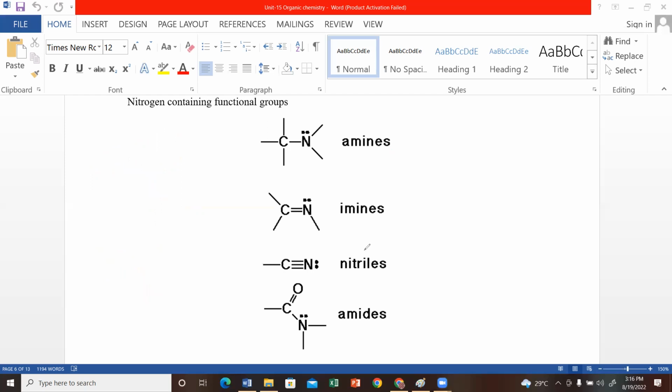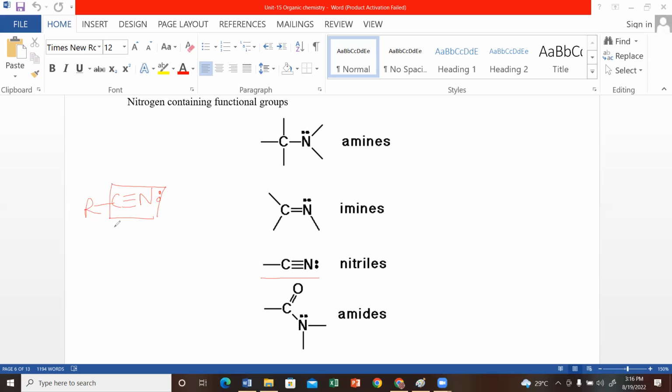The next group is nitrile. Nitrile is carbon directly bonded with nitrogen. As nitrogen can form 3 bonds and with one lone pair, it is stable. So if nitrogen is directly connected to carbon by triple bond, this group is known as nitrile. We also call this group cyanide, but in IUPAC naming, we would call it nitrile group.